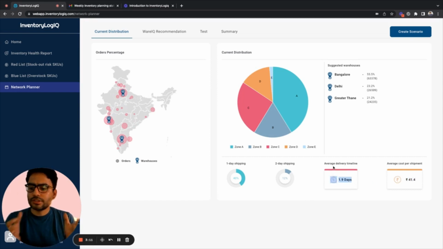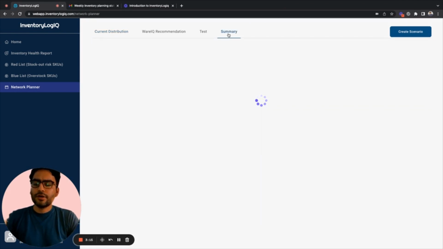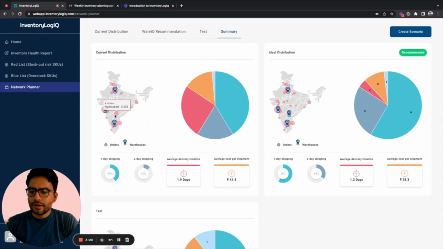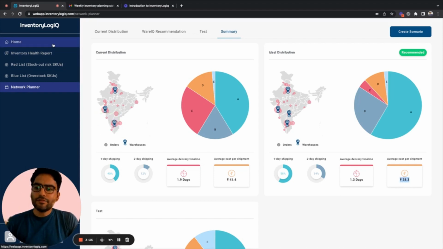An algorithm then works on optimizing these two and provides a recommendation insight on what should be the right network design. In this case, it is recommending the addition of a warehouse in Hyderabad, which will reduce the delivery timelines by half a day, and also reduce the average shipping cost by, in this case, roughly 3 to 4 rupees per order. So this is the high-level view on SKU placement insight and network design.